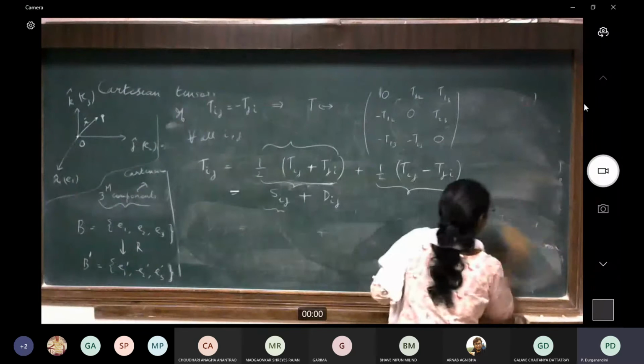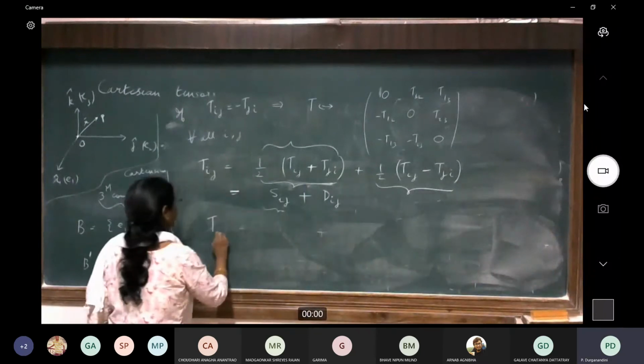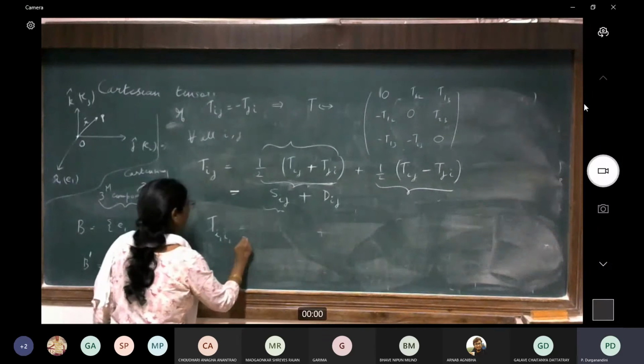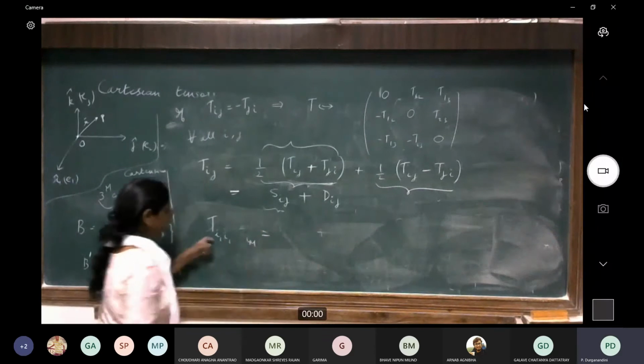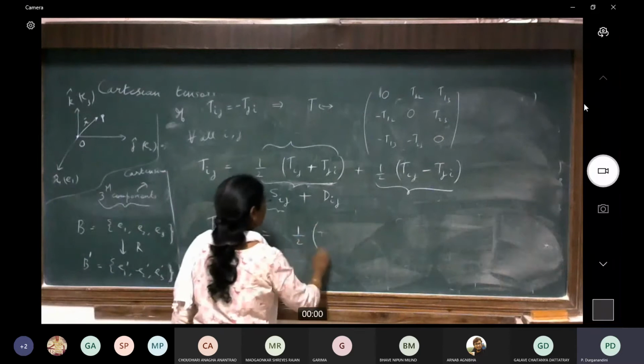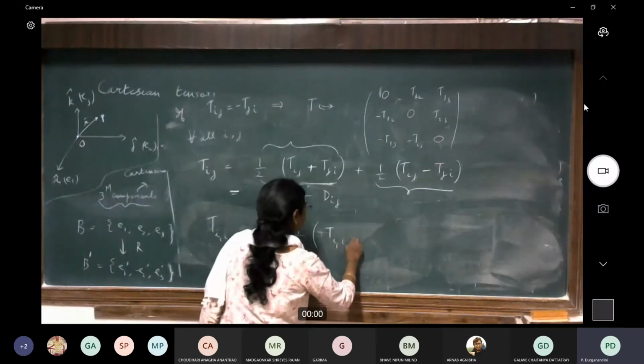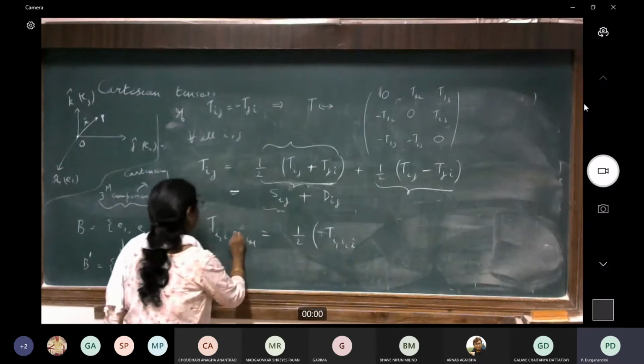So any higher order tensor, I can write it as T i1, i2, ..., in. And if I'm only worried about the first two indices, I can symmetrize and antisymmetrize with respect to, say, the first two indices in the following. I put one more index here.